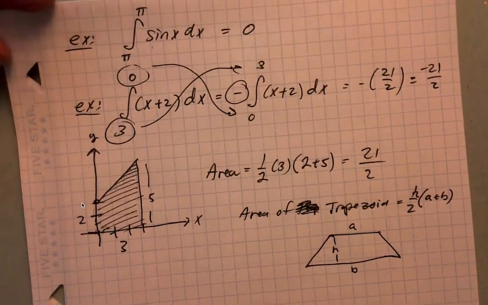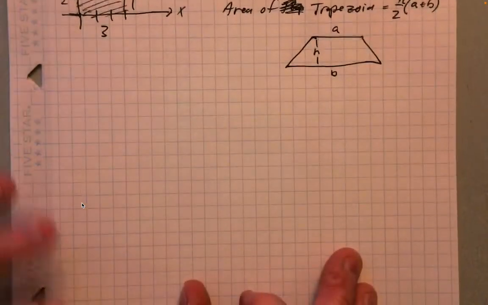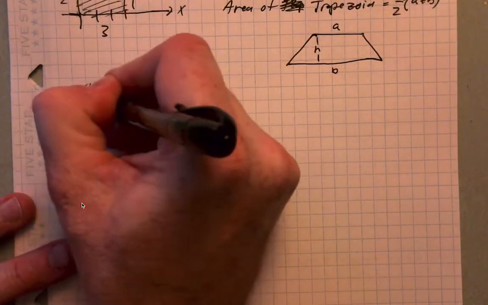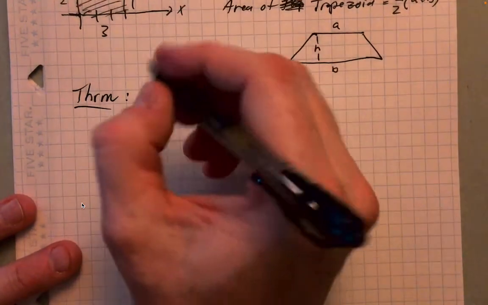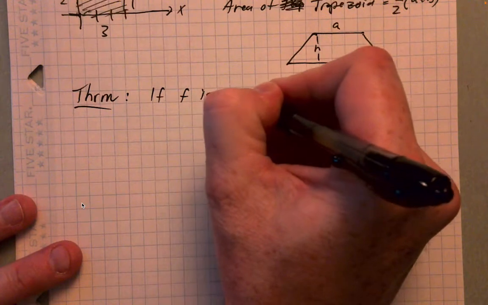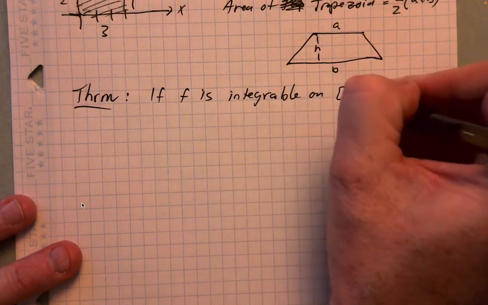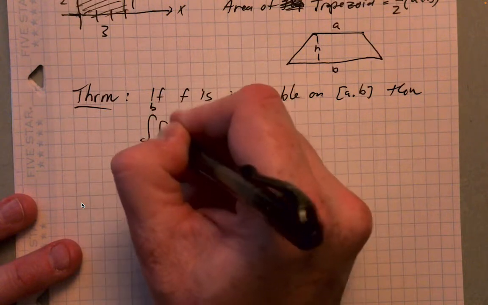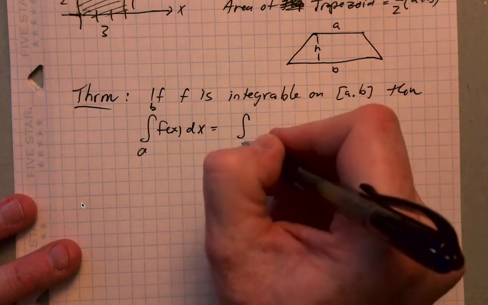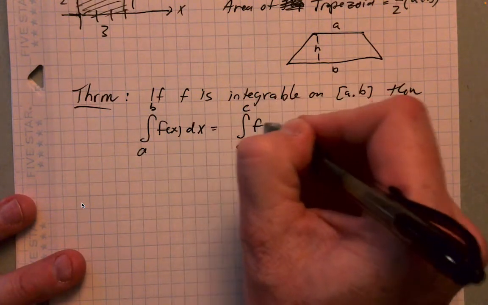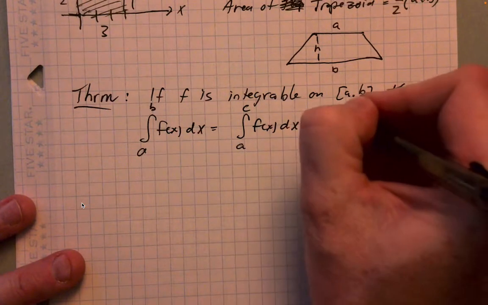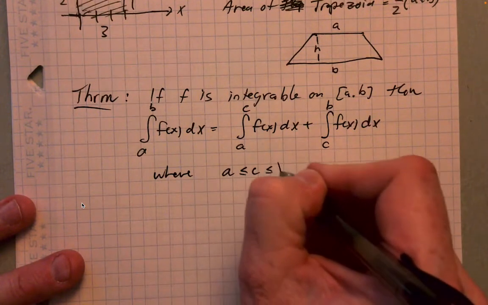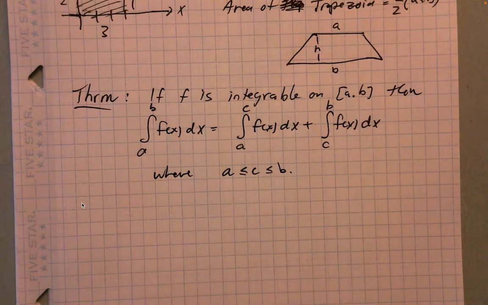So those are a few examples using those special integrals. What happens if, can we add integrals? We can indeed. So if f is integrable on an interval ab, okay, then the integral from a up to b of f of x dx is equal to the integral from a up to c of f of x dx plus the integral from c up to b of f of x dx, where a is less than or equal to c is less than or equal to b. Okay, so c is some number in between.